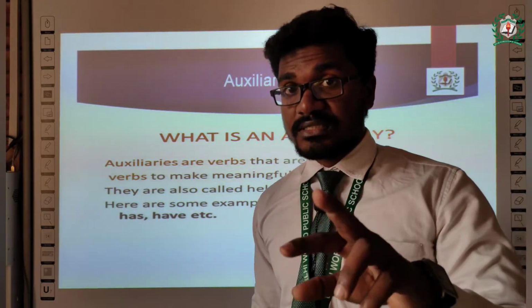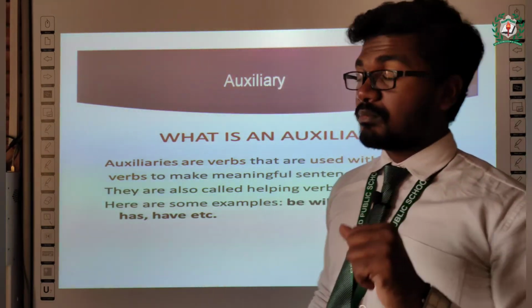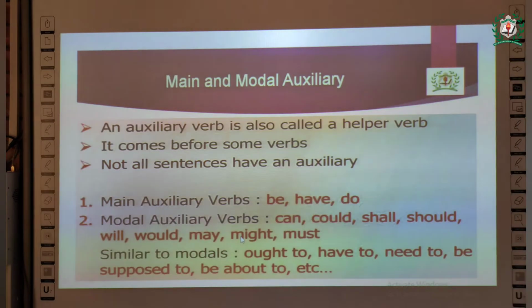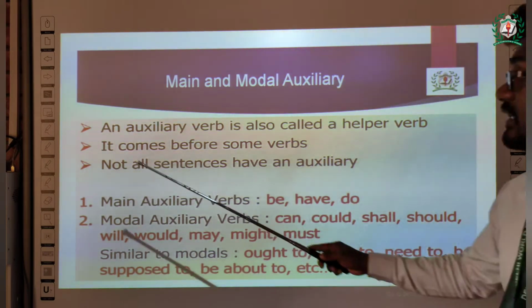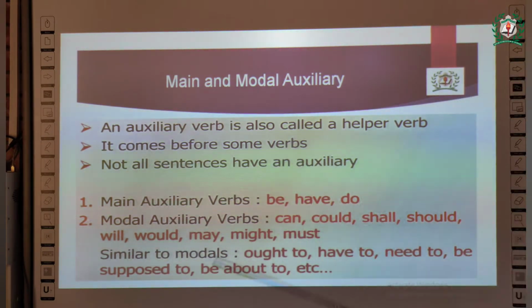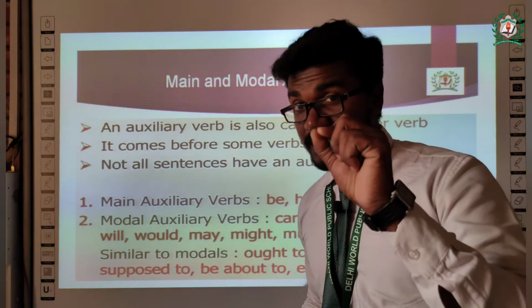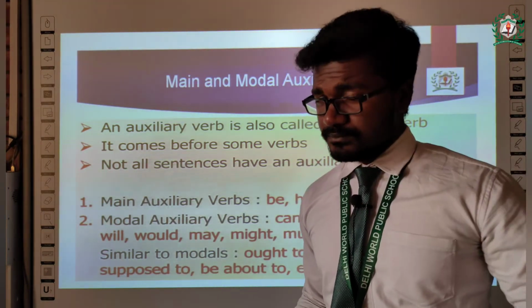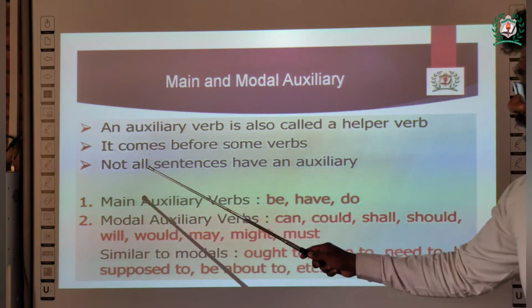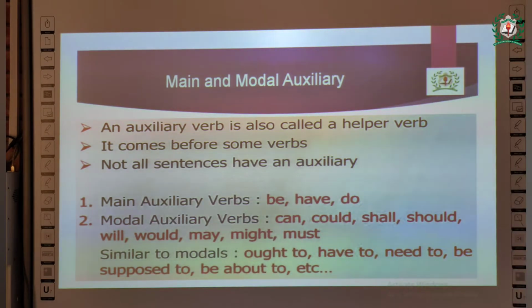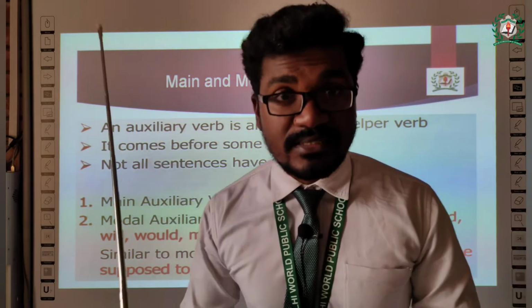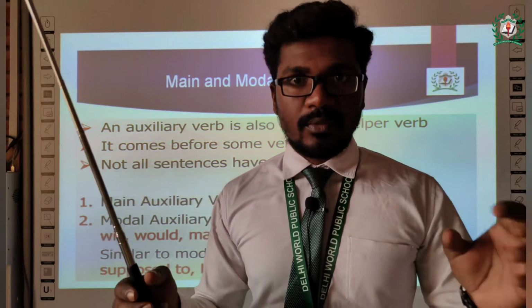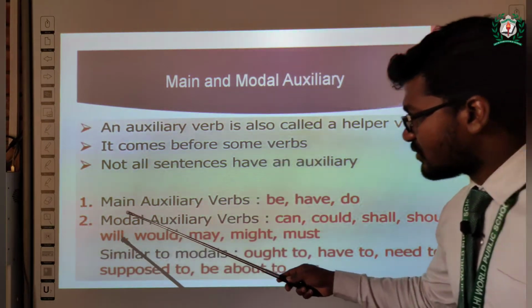There is a difference between auxiliaries and modal auxiliaries. Let's see here, main and modal auxiliaries. An auxiliary verb is also called a helper verb. It comes before only some verbs, not all the verbs. Not all sentences have an auxiliary, and you cannot expect that all sentences will contain modal auxiliary verbs or auxiliary verbs.